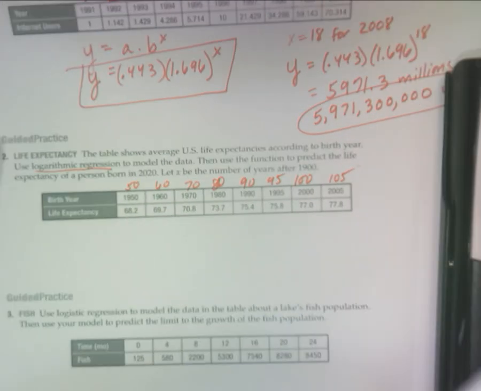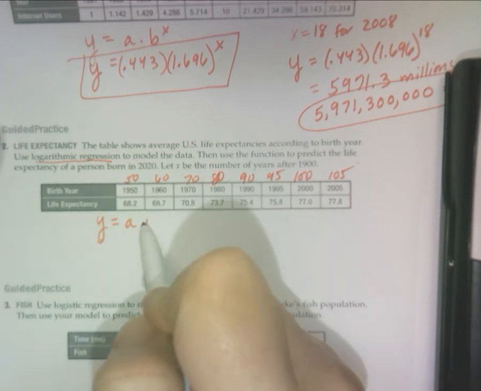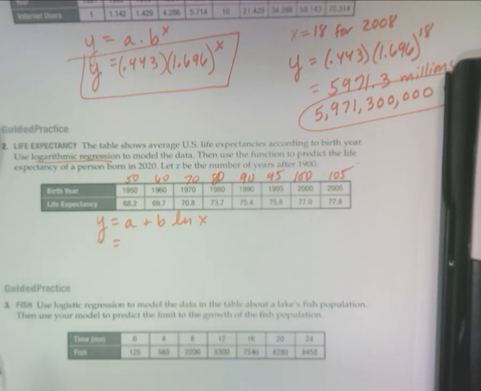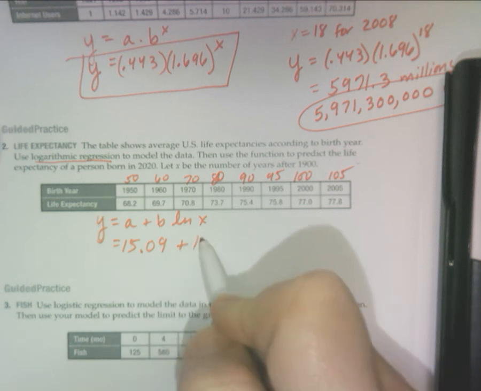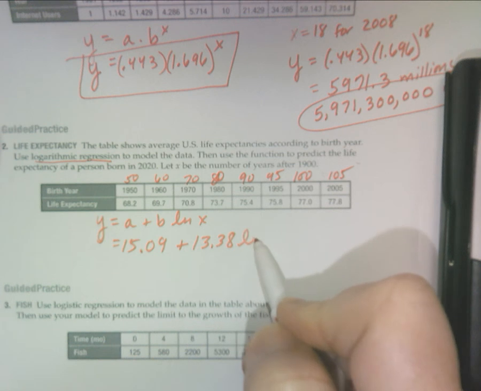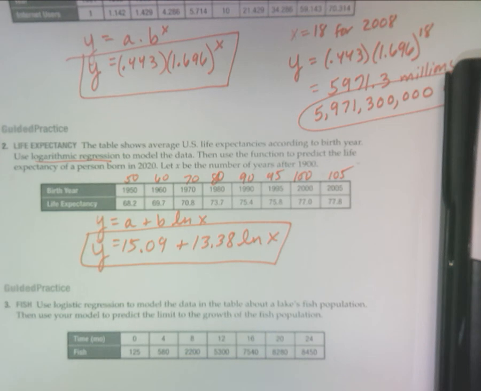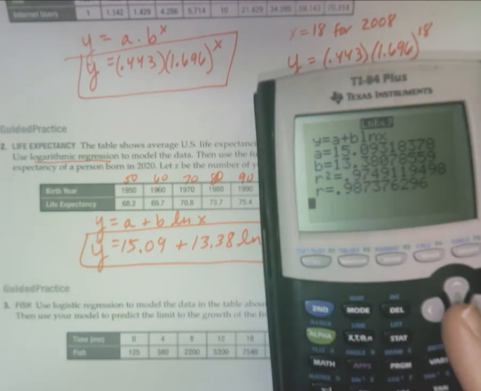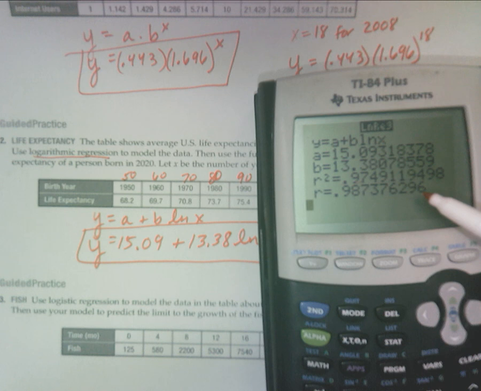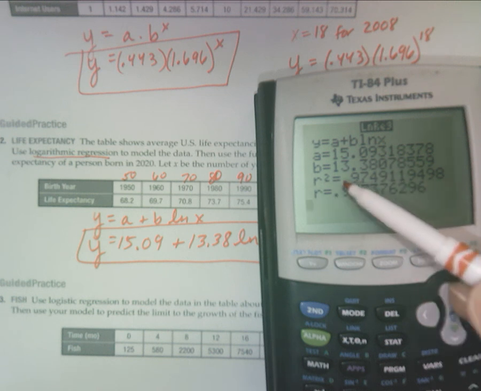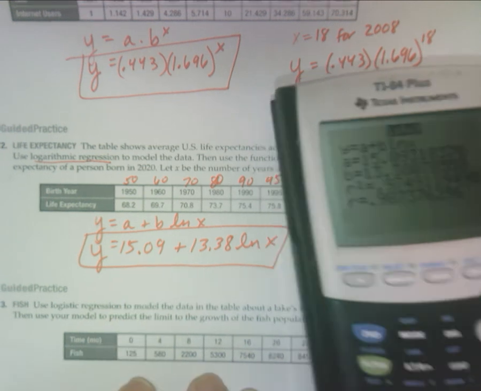So my y equals a plus b ln x, where my a is 15.09, my b is 13.38 ln x. There's my logarithmic regression. Hey, and based off of this, do you remember, is that a good regression? If I have an r squared of 0.97 or an r of 0.98, remember you want your r squared to be closer to 1. And it is, that's pretty good. 0.97, this is a pretty accurate model.